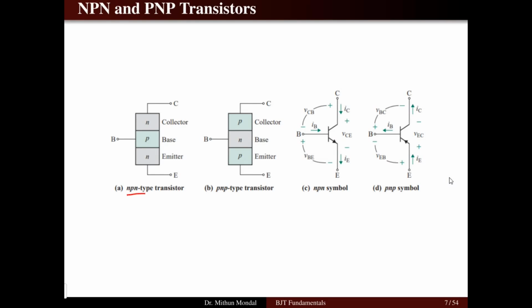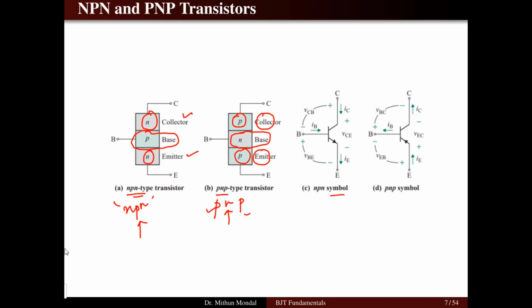If we talk about the NPN type, the collector and the emitter both will be N type, and there is a sandwich of the base, which is P type. Whereas in the PNP transistor, the collector and the emitter will be P type, and the base, again the sandwich, will be N type. So with the name suggestion, in the NPN, P will be the base, and here in the PNP, N will be the base, and the other emitter and collector will be the N type or the P type.